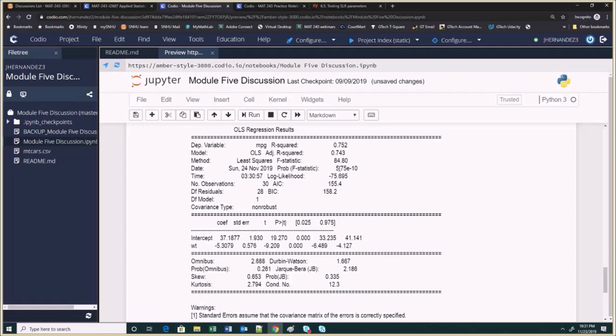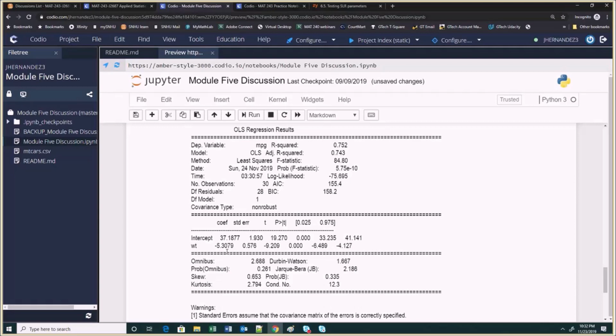And we note that in the case of the F statistic, the null hypothesis was that beta 1 parameter is equal to 0. We reject that, meaning that beta 1 is not equal to 0. And in this case, therefore, the model is significant. So what is the model equation? Well, we note that the intercept given is 37.1877, and the weight, the coefficient for the weight variable is negative 5.3079. That is the slope as well.